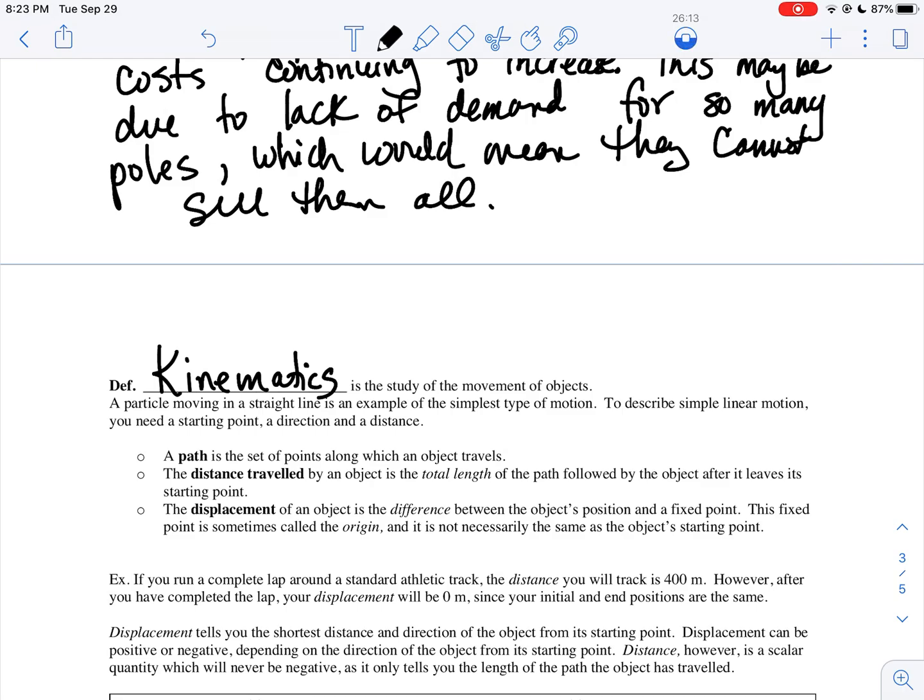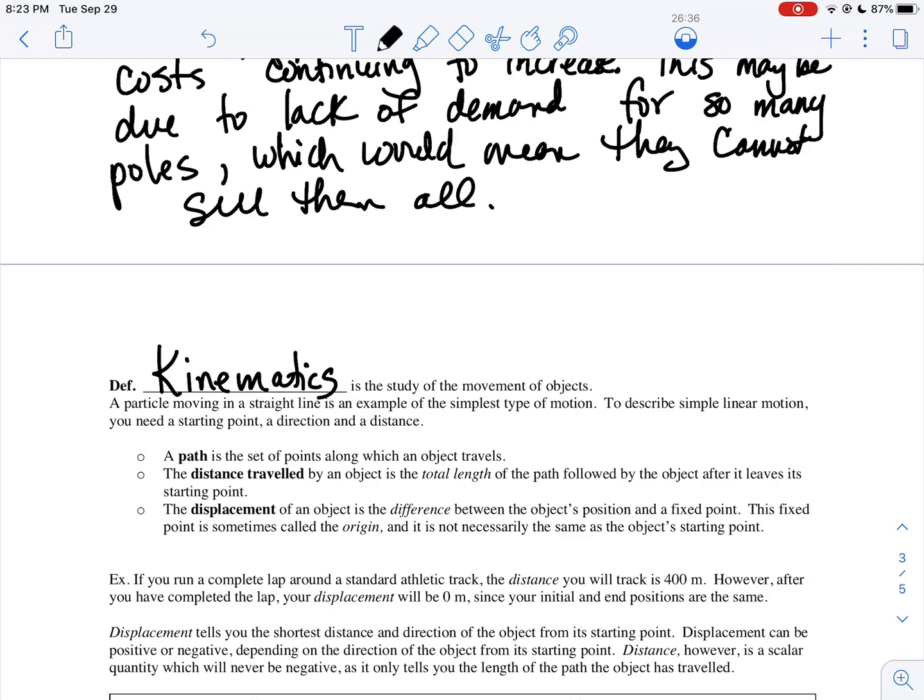The distance traveled by an object is the total length of the path followed by the object after it leaves its starting point. The displacement of an object is the difference between the object's position and a fixed point. This fixed point is sometimes called the origin, and it is not necessarily the same as the object's starting point.